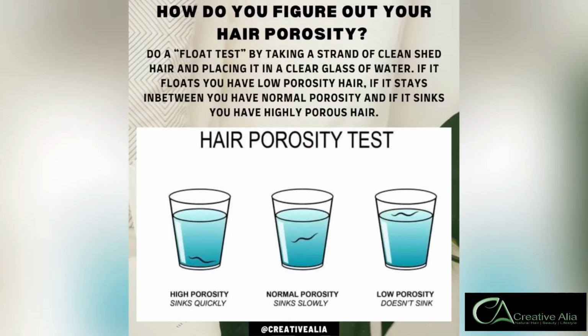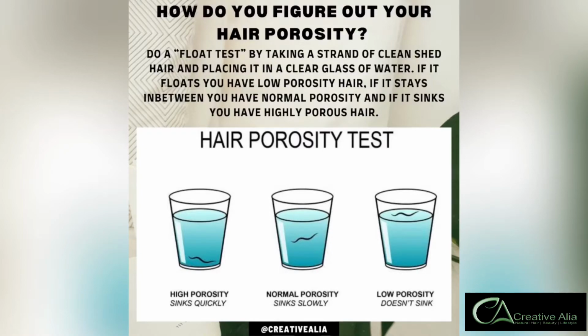So how do you figure out your hair porosity? You have to do a float test. You take a clean strand of shed hair, place it in a clear glass of water, and if it floats, you have low porosity hair. If it stays in between, you have normal porosity. And if it sinks quickly, you have highly porous hair.